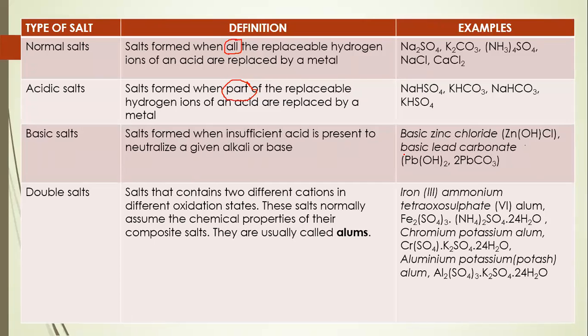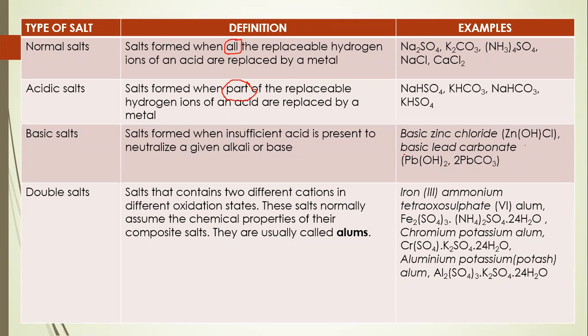The last one, double salt. The word double gives you an idea. Double means two. So these are salts that contain two different cations in different oxidation states. I know some of you might not have done oxidation state, but I'm sure in JHS you could have done oxidation number and oxidation state. So there are salts that contain two different cations in different oxidation states.